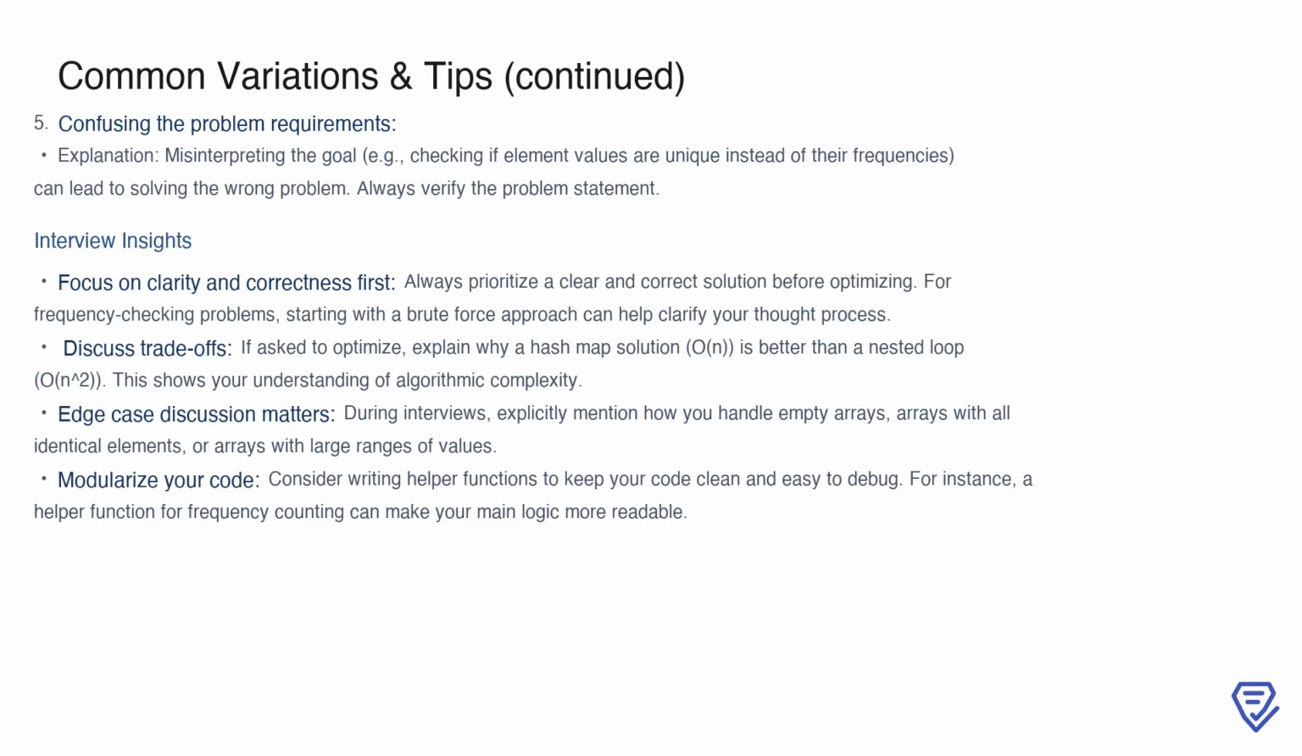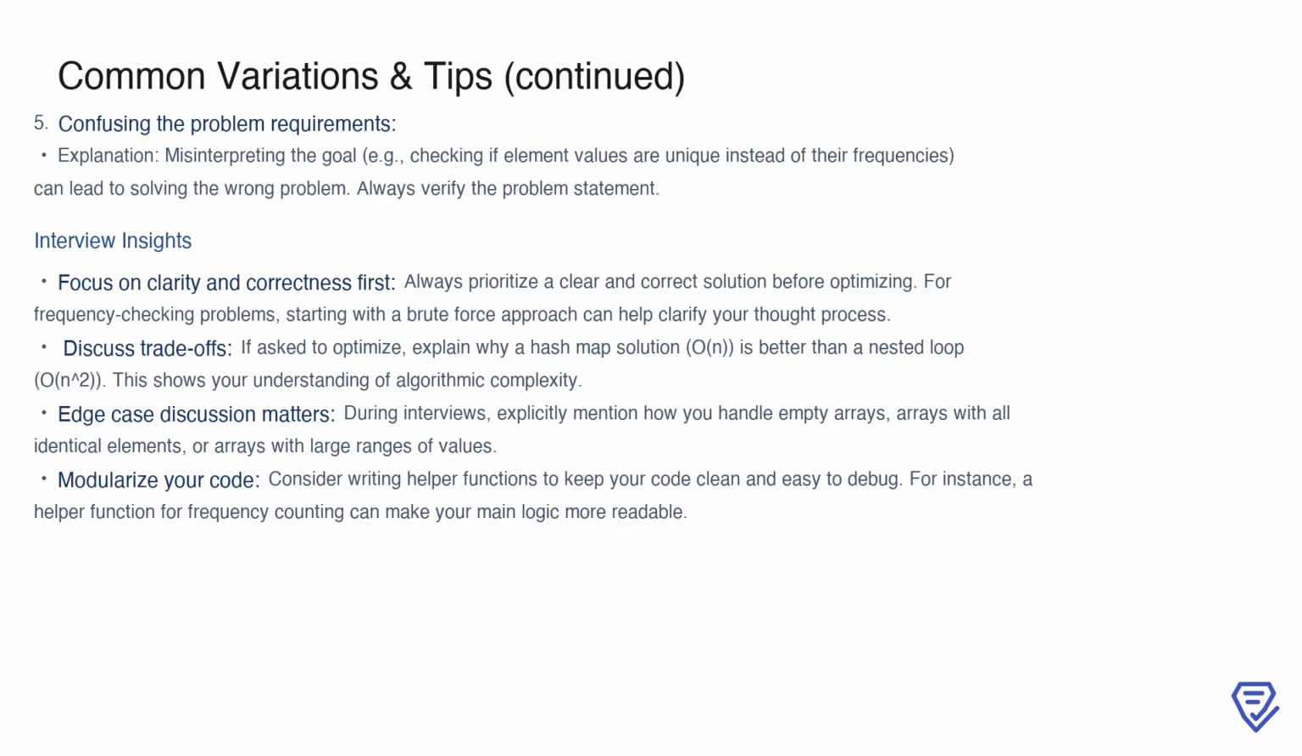Misinterpreting the problem requirements is another common mistake. For example, some might mistakenly check if the array elements themselves are unique, rather than their frequencies. This misunderstanding can lead to solving the wrong problem entirely, so always double-check the problem statement to ensure you're addressing the right goal. In interviews, focus on clarity and correctness first.